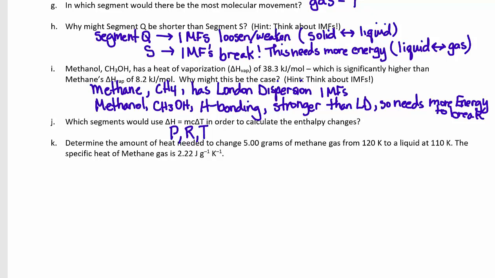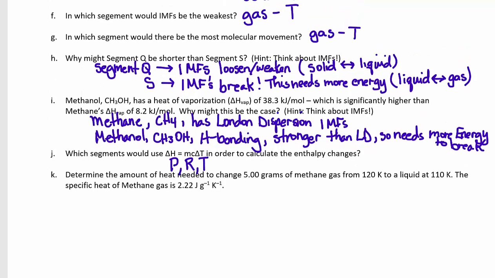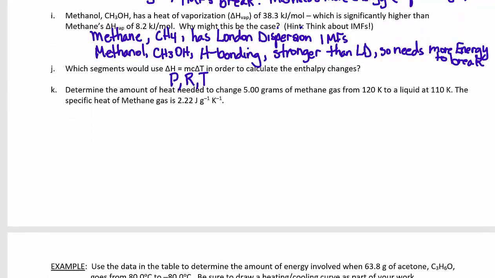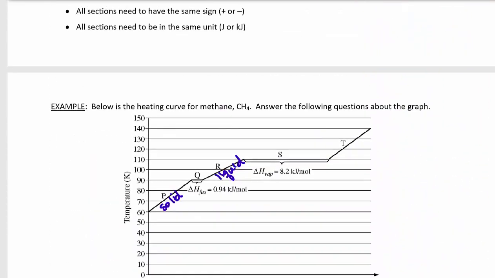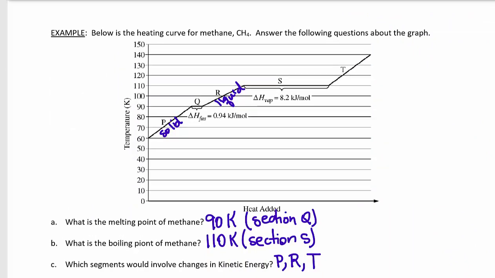Determine the amount of heat needed to change 5 grams of methane gas from 120 Kelvin to a liquid at 110 Kelvin. The specific heat of methane gas is 2.22 joules per gram per Kelvin. So the first thing we're going to do, if we don't already have a heating cooling curve, is sketch it. We already have a heating cooling curve, so we're not going to do that. Second, we're going to label our changes on there. The first thing we're doing is going from 120 Kelvin to 110 Kelvin. I'm going to look up here. 120 Kelvin is right here.